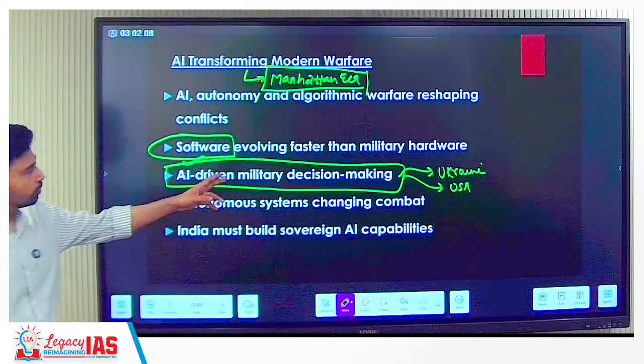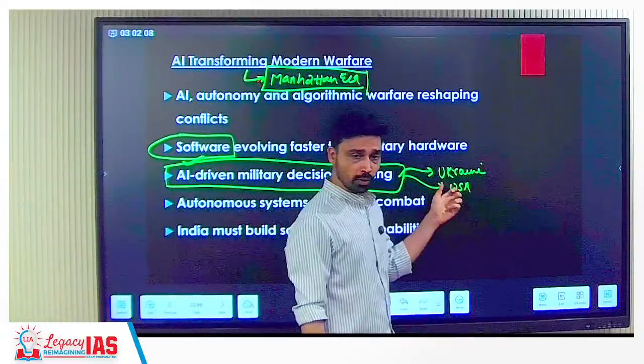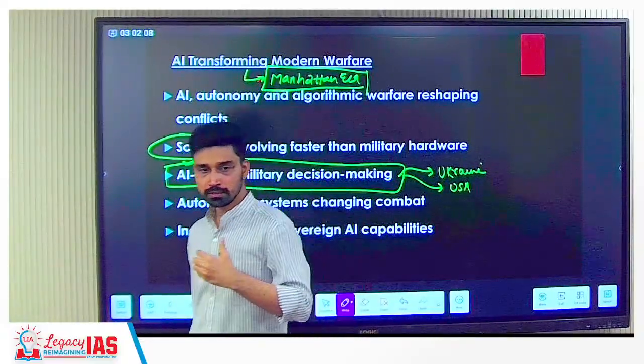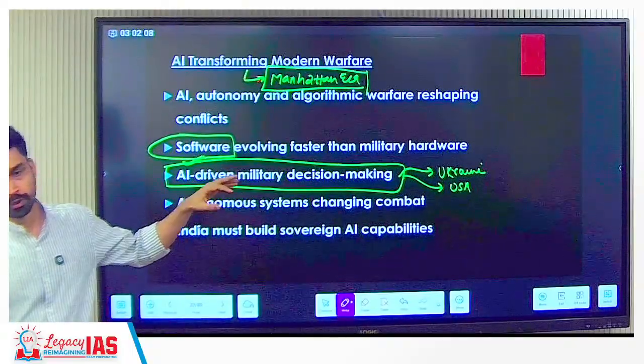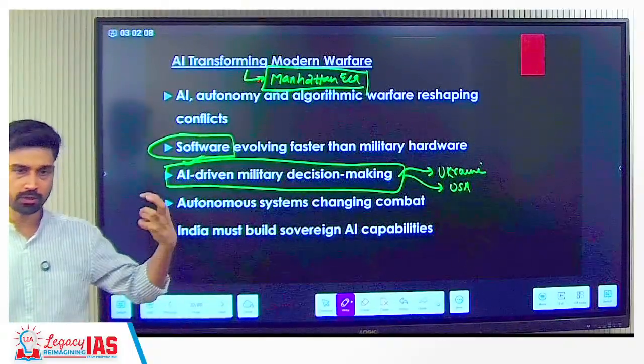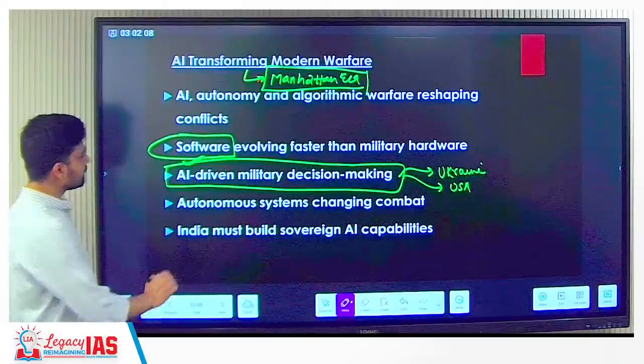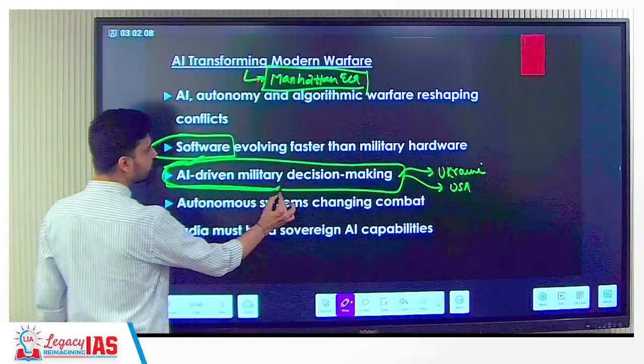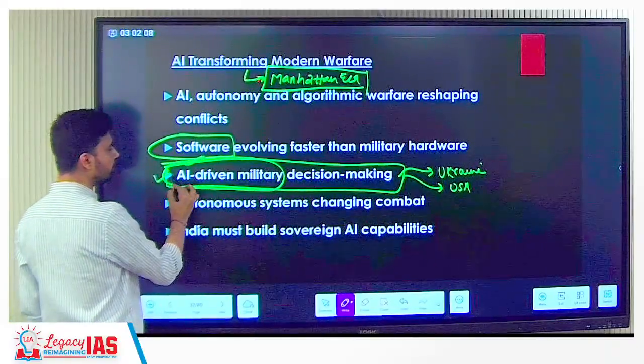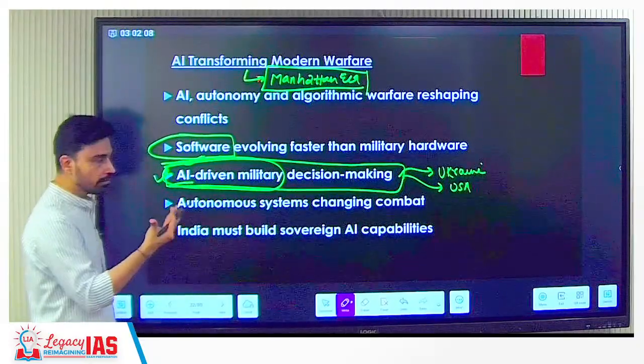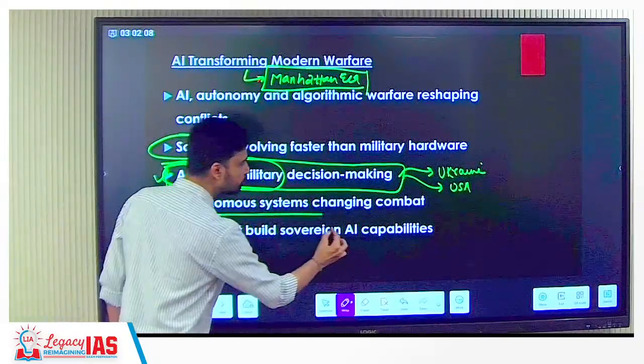So here we know that for the last 4 years, the Russia-Ukraine war has been going on. And there what we are seeing is that rather than conventional warfare, where you have the battle of tanks, artilleries, weapons and aircraft, it has now transformed into which kind of era? The AI-driven era. Okay, AI-driven warfare is going on. Autonomous systems are changing combat.